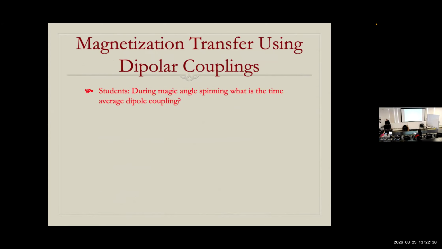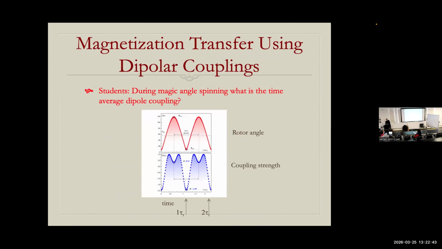So now there's a problem. Now there's a problem. So here's a plot of the rotor angle and a plot of the coupling strength, which we looked at before when we were deriving the FID equations. Starting at time 0, and then at the end of 1 rotor period, at the end of 2 rotor periods. The coupling itself is crossing 0. 0 is here.